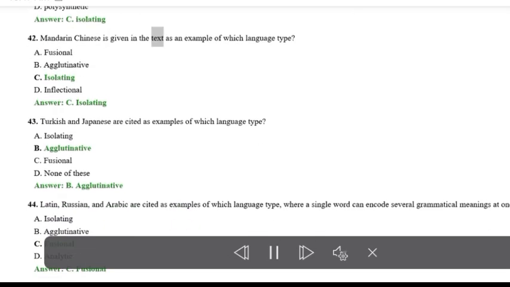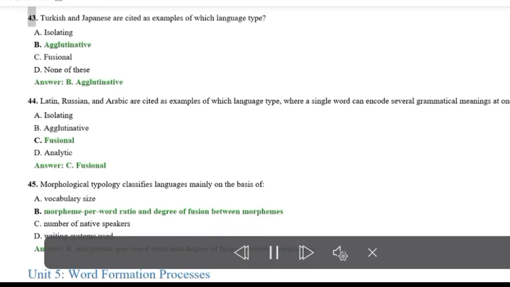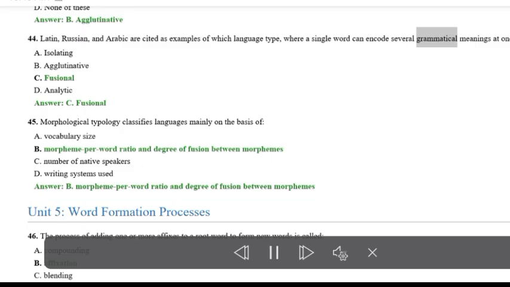42. Mandarin Chinese is given in the text as an example of which language type? A. Fusional. B. Agglutinative. C. Isolating. D. Inflectional. Answer: C. Isolating. 43. Turkish and Japanese are cited as examples of which language type? A. Isolating. B. Agglutinative. C. Fusional. D. None of these. Answer: B. Agglutinative. 44. Latin, Russian, and Arabic are cited as examples of which language type, where a single word can encode several grammatical meanings at once? A. Isolating. B. Agglutinative. C. Fusional. D. Analytic. Answer: C. Fusional.